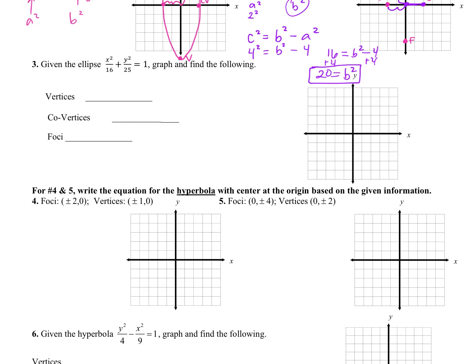All right, given the ellipse, x squared over 16 plus y squared over 25 equals 1, graph and find the following. So we're going to graph it, find the vertices, find the co-vertices, and find the foci.